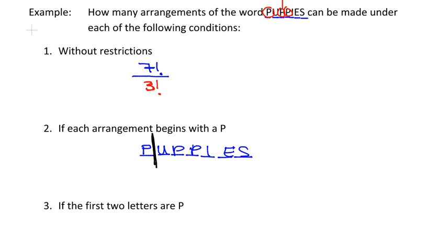So what I can do is just consider the rest of this word. So basically, I'm going to consider the letters in uppies. So uppies has 1, 2, 3, 4, 5, 6 letters. And now I only have the 2 p's that are repeating. So my total number of arrangements is just 6 factorial over 2 factorial, since this first p here I've basically taken out of the equation.